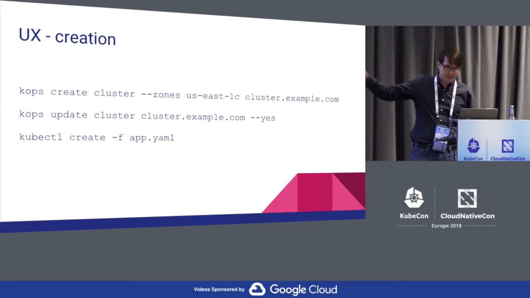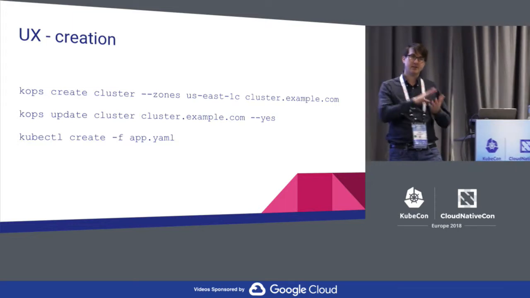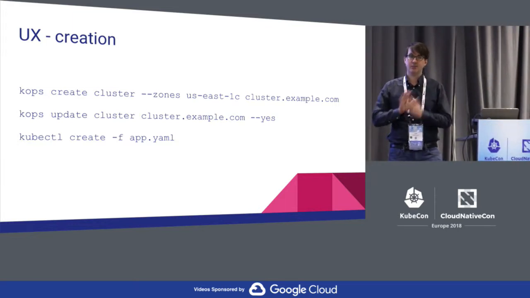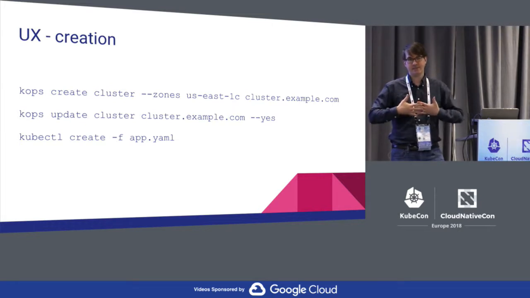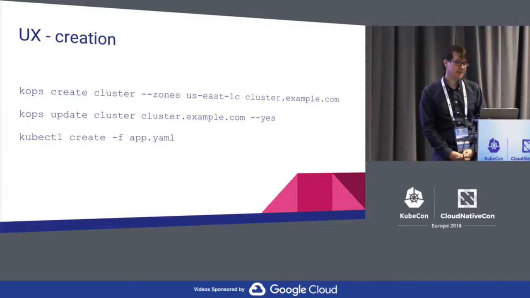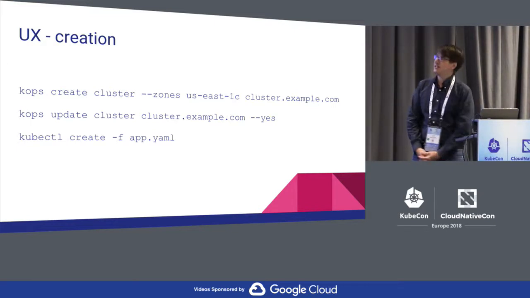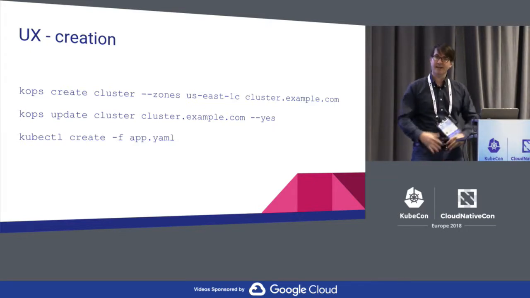So we looked at the UX around creation. The kops CLI tool is supposed to feel a lot like kubectl. So when you kubectl create secret, for example, that's sugar on top of creating an API object or a set of API objects. And kops create cluster is sugar on top of creating our API objects.